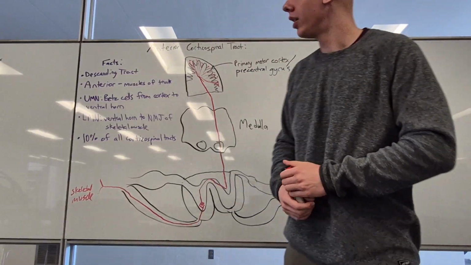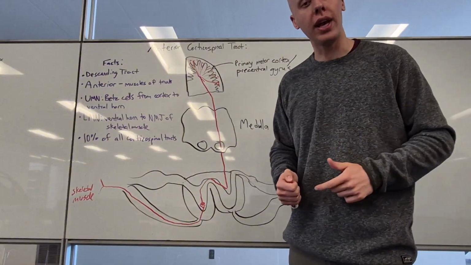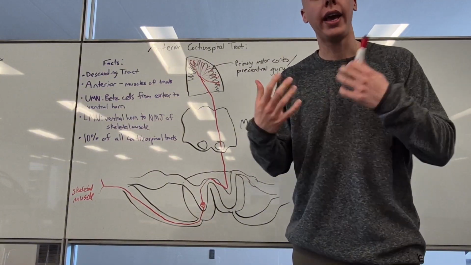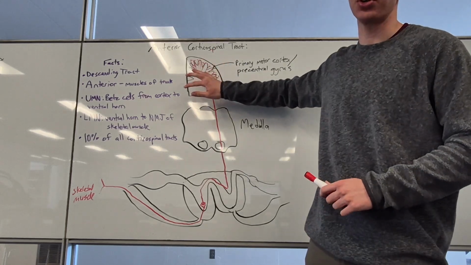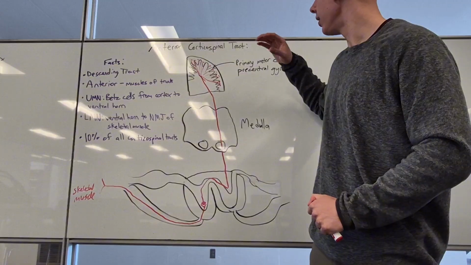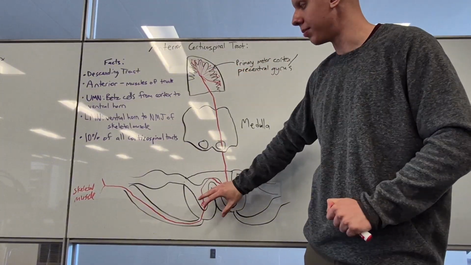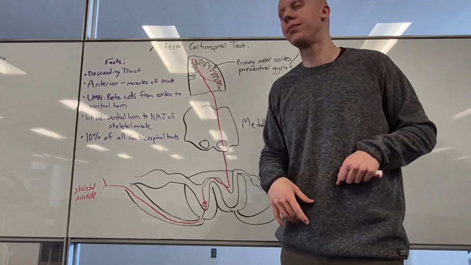So with the ascending tracts, which are the dorsal column tract and the spinothalamic tract, those are considered ascending tracts, where we start from the spinal cord and we go up to the somatosensory cortex. This is a descending tract where we start in the primary motor cortex and we go down to the spinal cord and out to skeletal muscle to initiate that action.